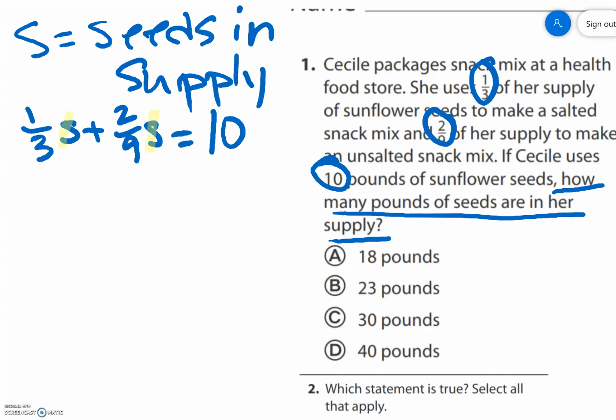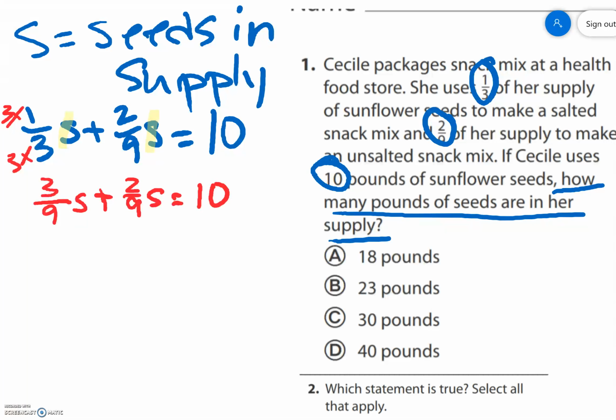But my problem is that they're both fractions with different denominators, so we have to find a common denominator between 3 and 9. Well, I know I can multiply 3 times 3 to get 9. So whatever I do to the bottom, I do to the top. So now I have 3/9 S plus 2/9 S to equal 10.